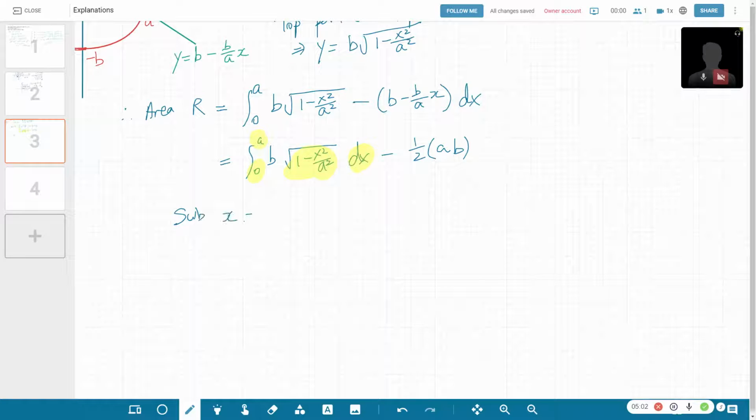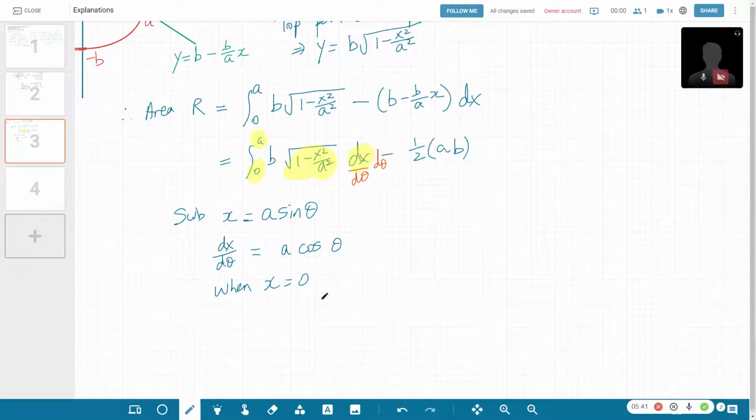Substituting x equals a sine theta, dx d theta equals a cosine theta. Why do we need this? Because this is to substitute the dx part. When I multiply by d theta here, you can see it cancels out. Now, the other two things to change are the limits 0 and a. When x equals 0, sine theta equals 0, so theta equals 0. When x equals a, sine theta is 1, so theta equals pi over 2, because sine pi over 2 is 1.